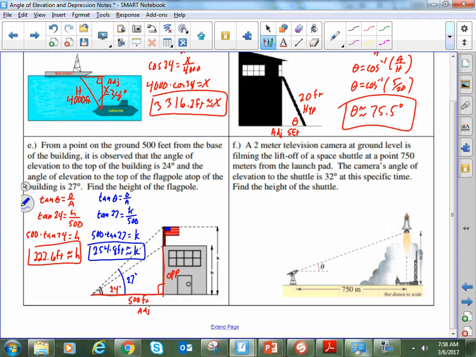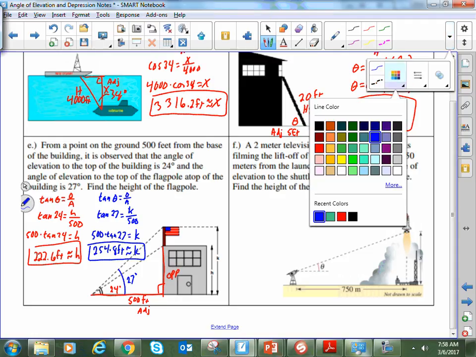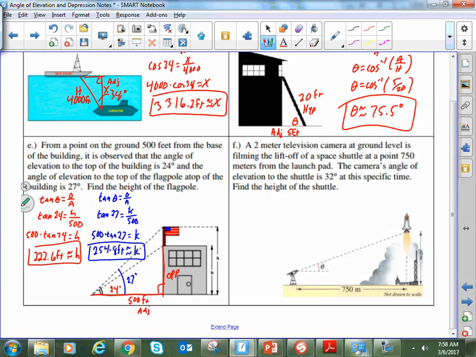Well, the question is asking us, how tall is the flagpole? So I'm going to say 254.8 minus the 222.6, and that's going to give me about 32.2 feet for the height of the flagpole, which I don't know, that sounds pretty tall, but I guess if it's up at the top of the building, maybe it needs to be kind of tall.